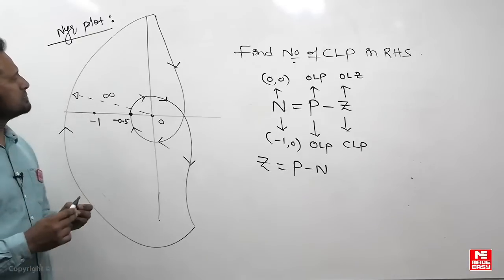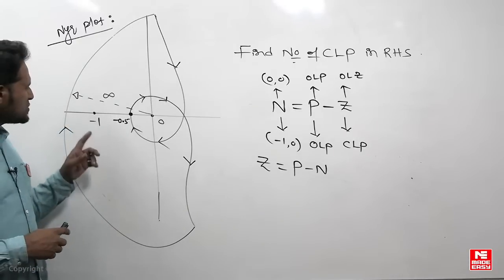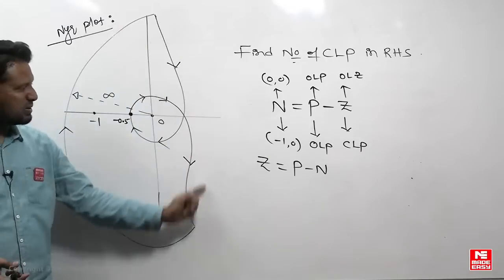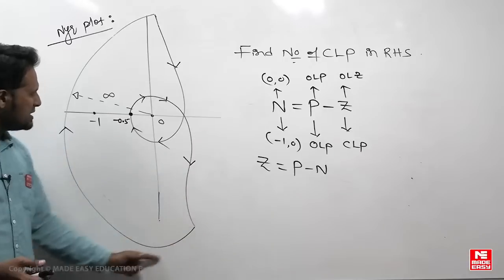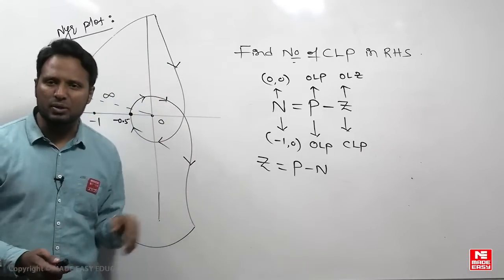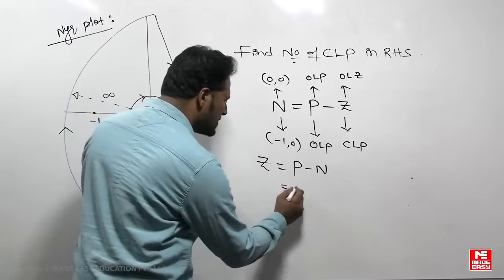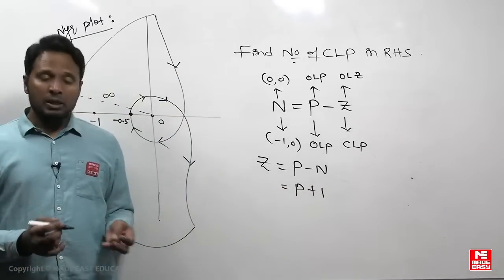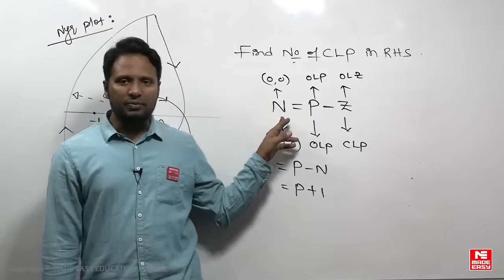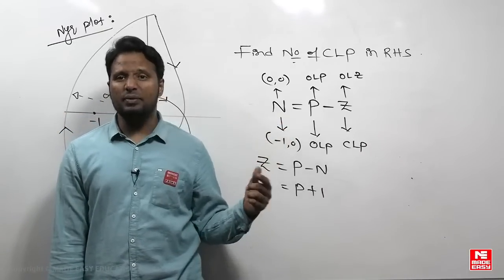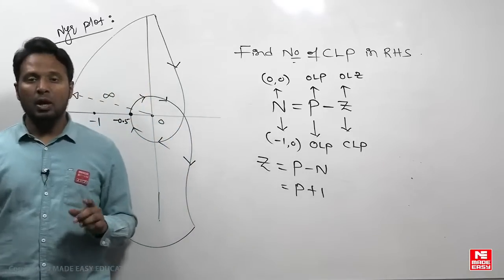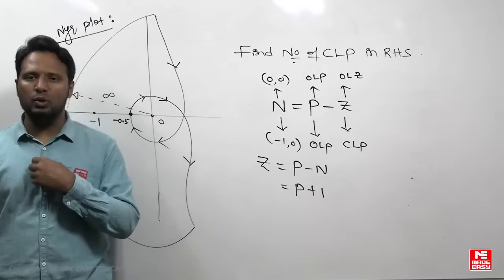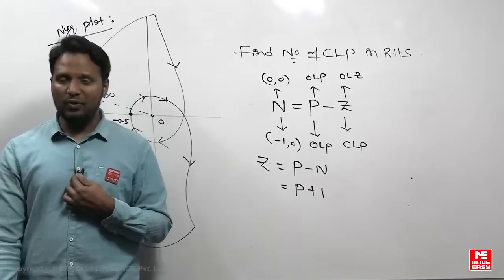Somewhere here. So how many times is minus 1 encircled by the Nyquist plot? Once in clockwise direction. I repeat, minus 1 is encircled once in clockwise direction. So N is minus 1, so Z becomes P plus 1. Plus 1 kyon likha sir aapne? N is negative in clockwise direction, N is positive in anti-clockwise direction, provided the Nyquist plot is obtained for clockwise direction of the Nyquist contour, which is the default case.